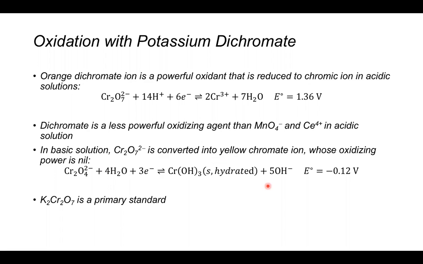Potassium dichromate is a primary standard. It's been known for a very, very long time. It's a very useful way to oxidize something. It's milder than the permanganate or the cerium 4 plus. Solutions of potassium dichromate are stable and cheap, so you'll often find these in teaching labs or just in general chemistry warehouses or general chemistry storerooms, stockrooms.